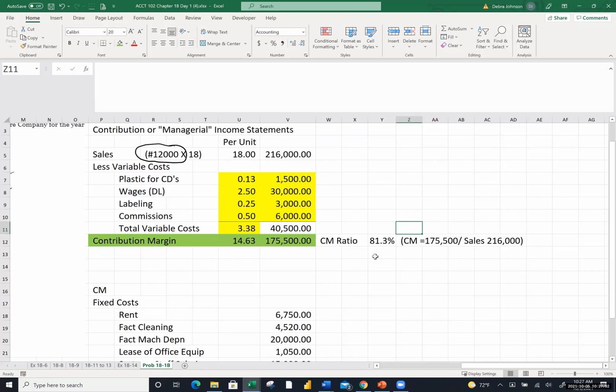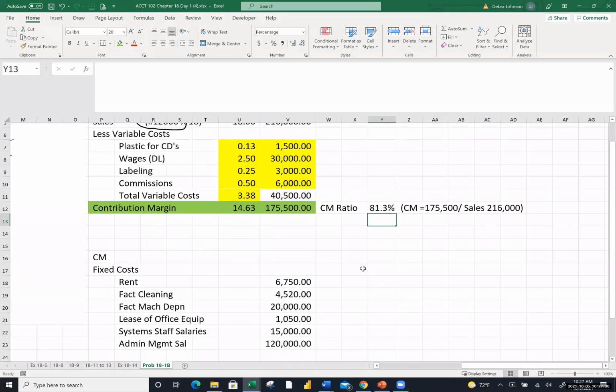It means that if I've covered my fixed costs, and we haven't finished this income statement to know if we've covered our fixed costs, but if we have indeed covered our fixed costs, then 81% of every sales dollar is going to go right to the bottom line on anything above the break-even point. Or actually anything, yes, that would be a good way of saying that.